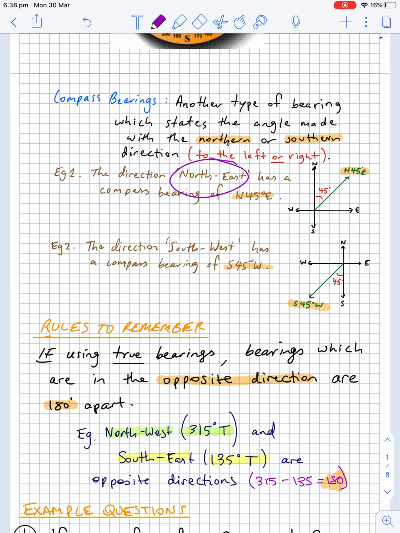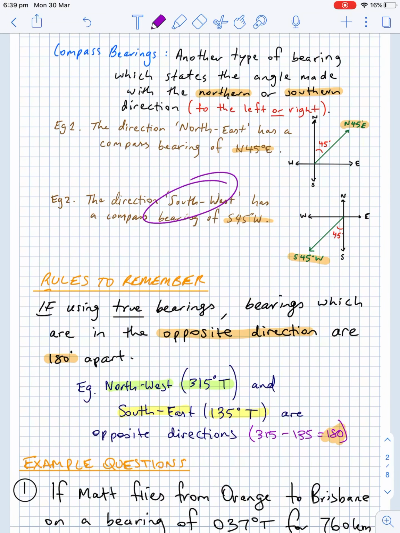So northeast has a compass bearing of this, north 45 degrees east. The idea is, what sort of angle does this line make with the northern line, because it was north or south. Because this is up in the northern section, you're going to use the northern line. It makes a 45-degree angle with the northern line. So that's the number that we use. And because it's on the eastern side, we also got to put east on the end. So it starts with using the north line, and then it's in between north and east, and it makes that 45-degree angle.